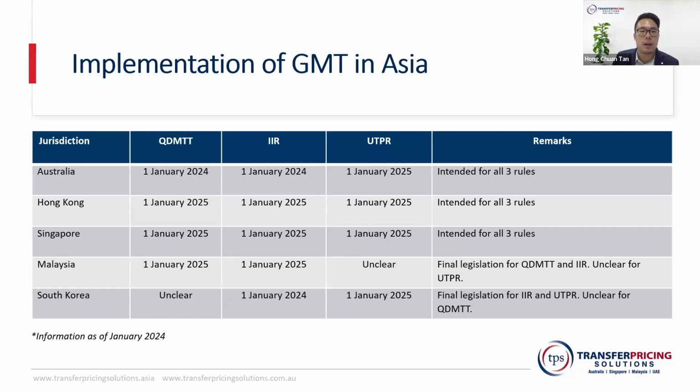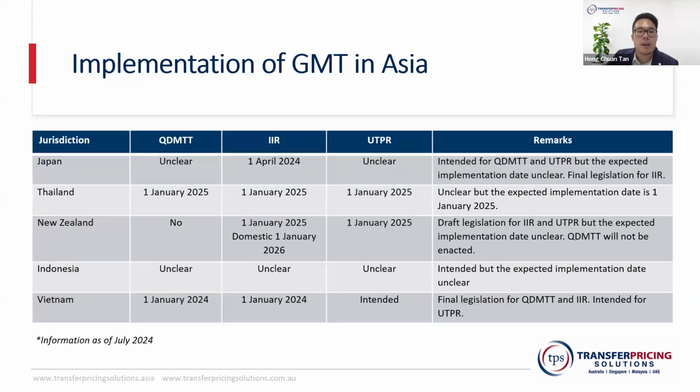Hong Kong and Singapore are similar, 1st Jan. Malaysia as well is similar. The difference is that Malaysia is unclear on the undertaxed payment rules, so that's still to be considered. South Korea does not have any QDMTT in place yet, but the income inclusion rule has been effective 1st Jan 2024, and then we have UTPR in 2025. Let's look at the next slide.